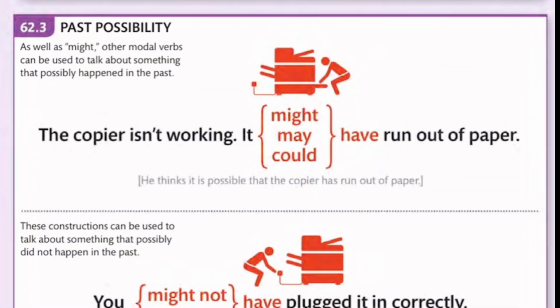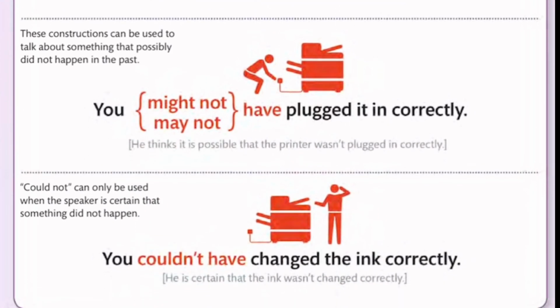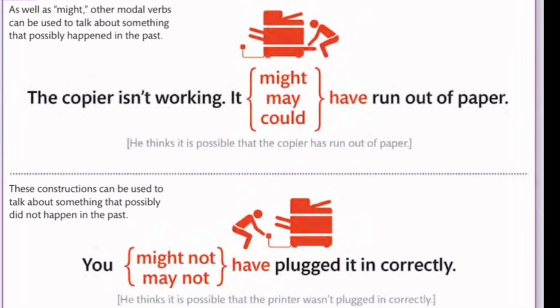Past possibility, as well as might or other modal verbs, can be used to talk about something that possibly happened in the past. The copier isn't working. It may have run out of paper, or you could say it might have run out of paper, or it could have run out of paper. That is, it is possible that the copier has run out of paper. This construction can be used to talk about something that possibly did not happen in the past.